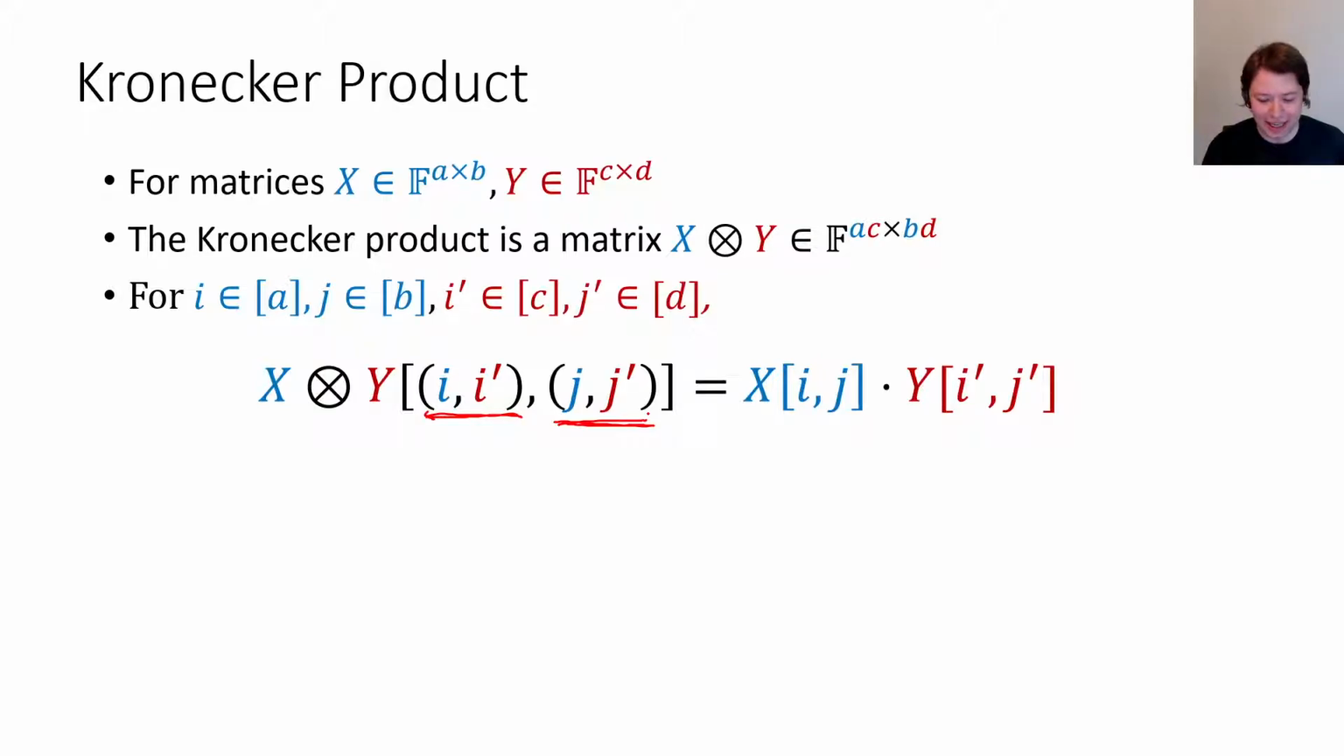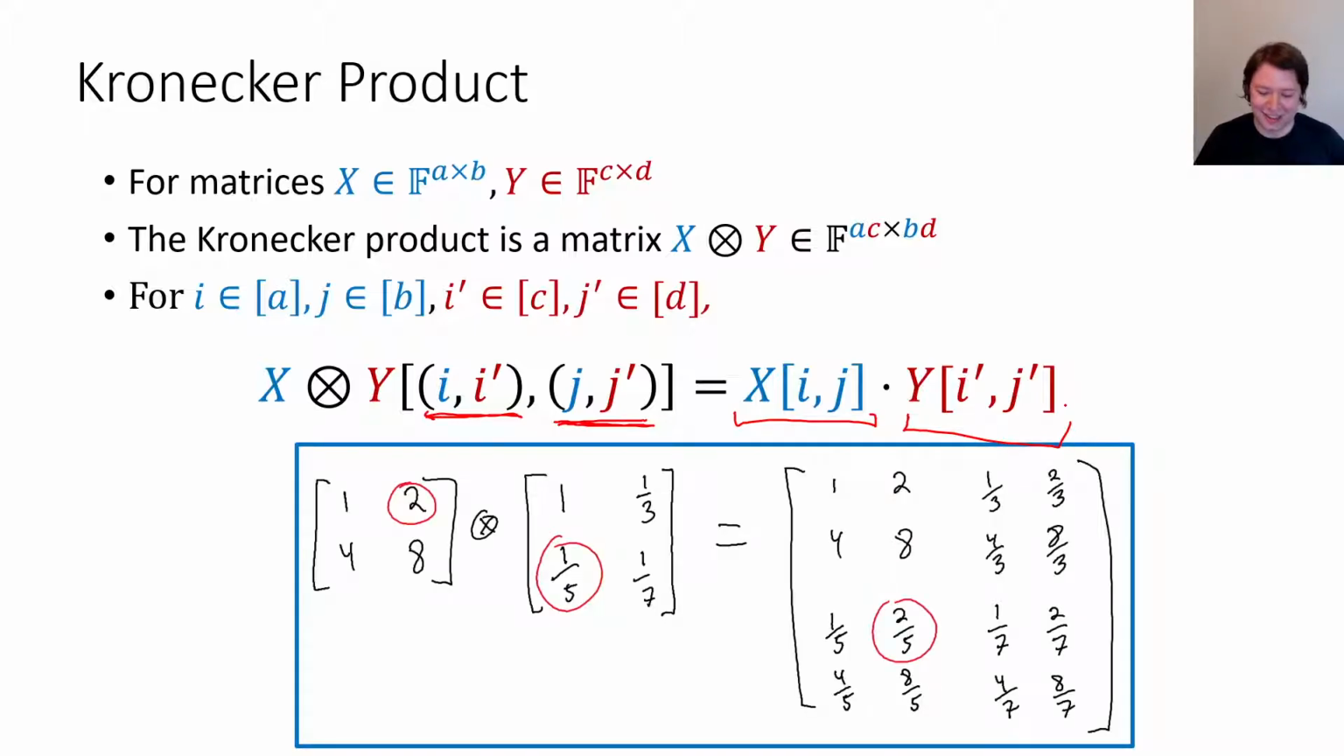And then the corresponding entry in that row and column of the Kronecker product is the product of the values at those two entries of the matrices X and Y. So for example, here are two 2x2 matrices, so their Kronecker product is a 4x4 matrix, and you can see that for each pair of an entry from the first matrix and an entry from the second matrix, there's an entry in the Kronecker product whose value is the product of those entries. So this is a Kronecker product.